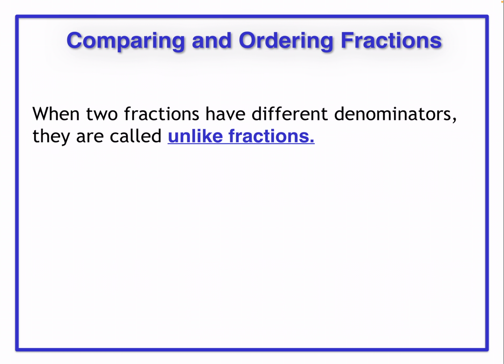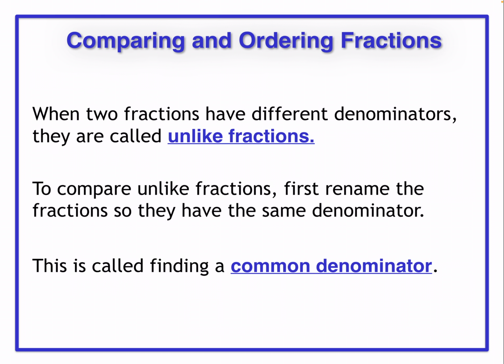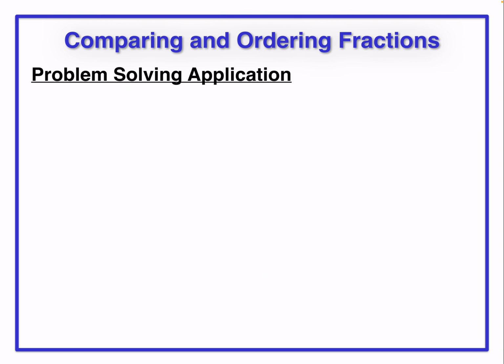Now, when two fractions have different denominators, they are called unlike fractions. To compare unlike fractions, first you have to rename the fractions so they have the same denominator. This process is called finding a common denominator.